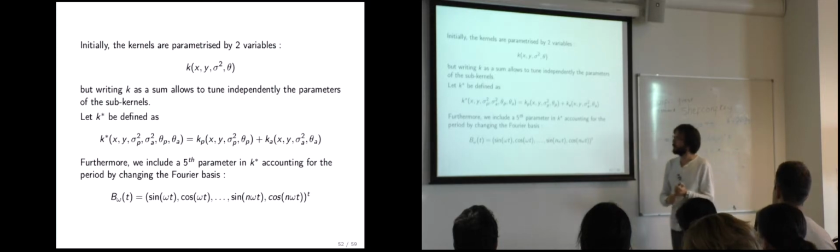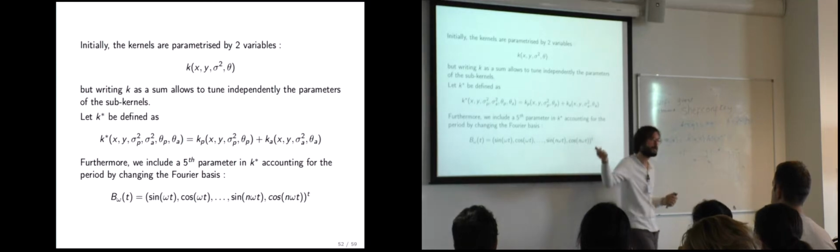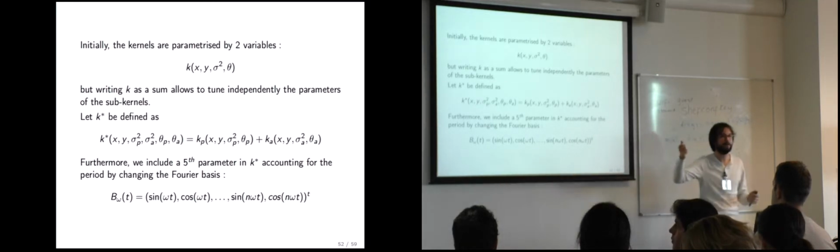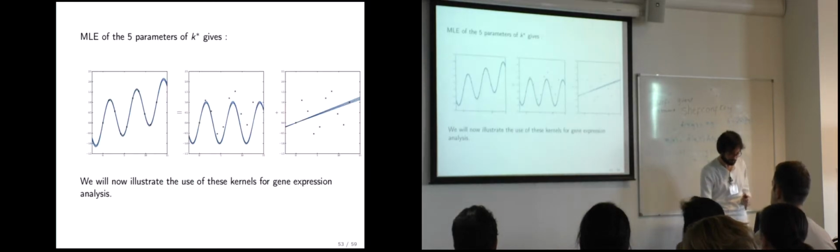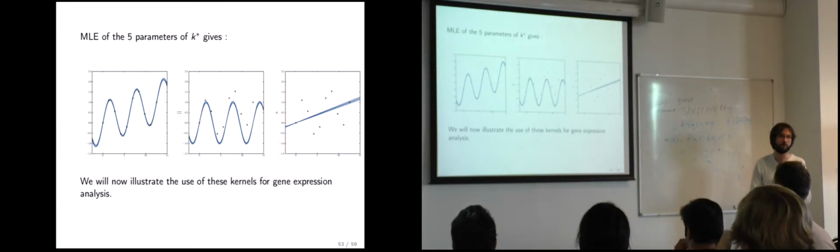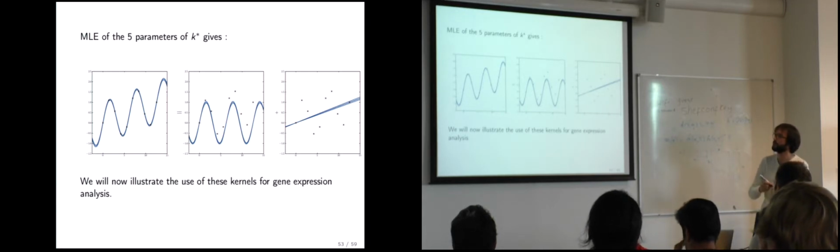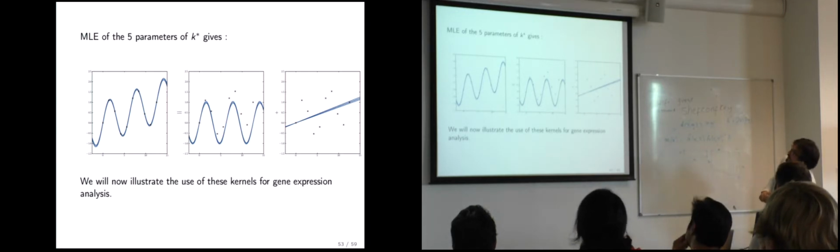And I can also introduce another parameter, which is the period or the frequency I have for my periodic signal. And this is what we obtain after maximum likelihood estimation of the parameters. And this is actually exactly the function I used to generate the data: something linear plus a sine function.